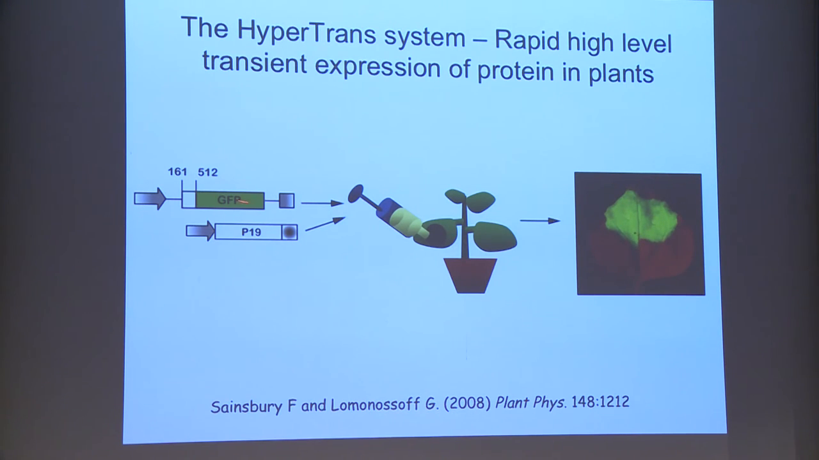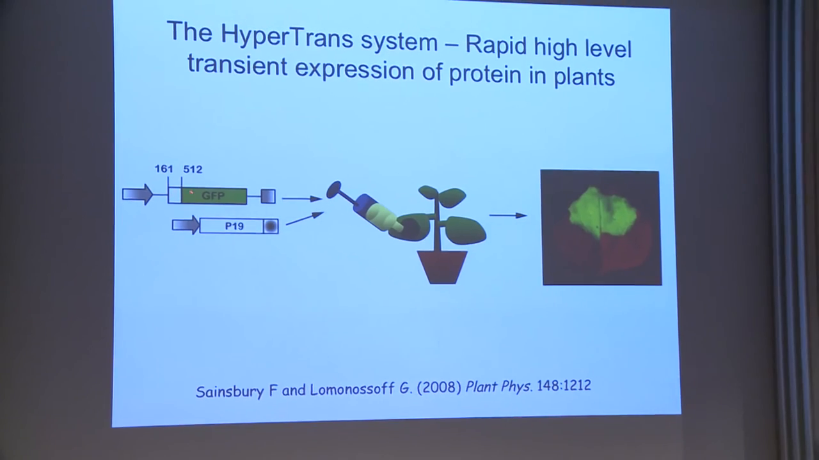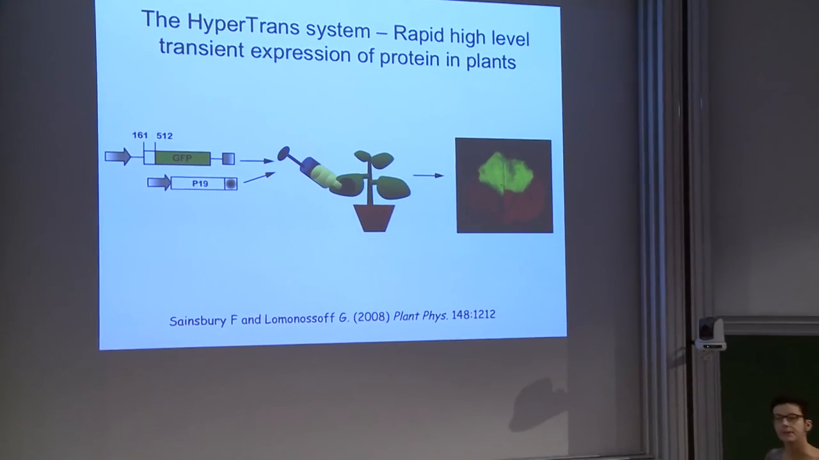And so if you have your construct with your cowpea mosaic virus sequence here and a suppressor of gene silencing, P19, put these into agrobacterium, the workhorse that we use for plant transformation, you just squirt your agrobacterium into the leaves, and within 5 or 6 days, you have, in this case, very clear expression of green fluorescent protein. And the levels of protein using this system, because of these sequences, are massively elevated.